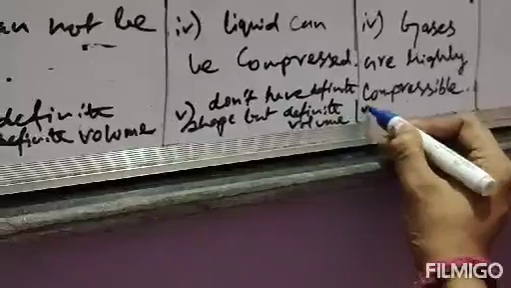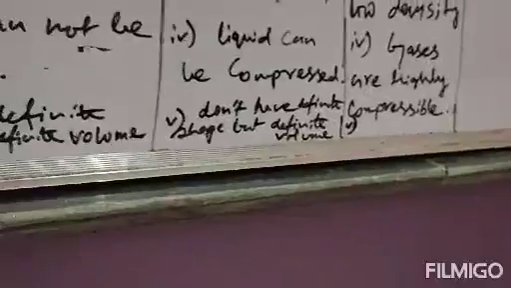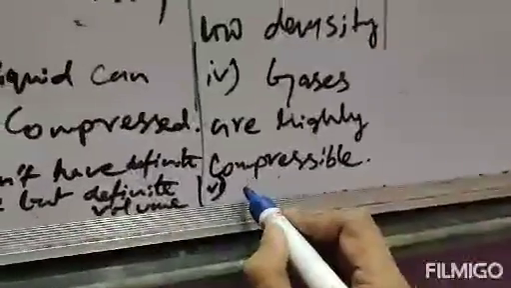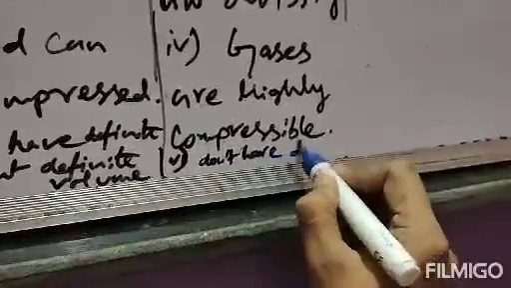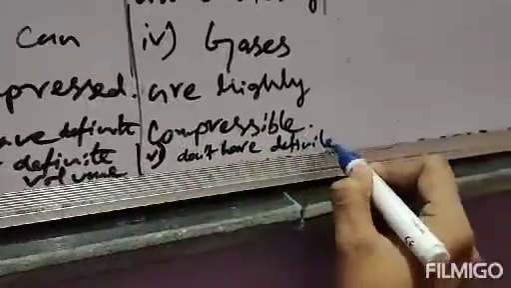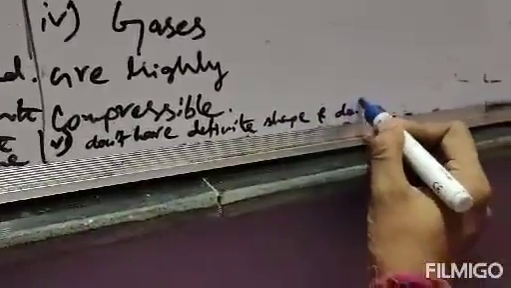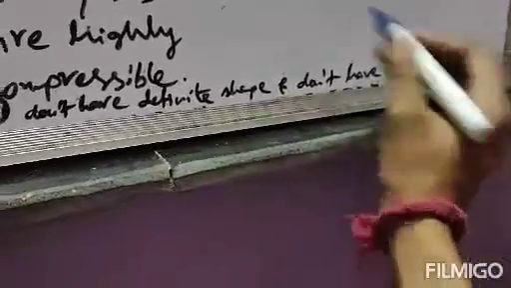On the other hand, if we look at gases, they don't have definite shape as well as definite volume. So we will write: don't have definite shape and don't have definite volume. They don't have definite shape and also they don't have definite volume. So this is property number 5.